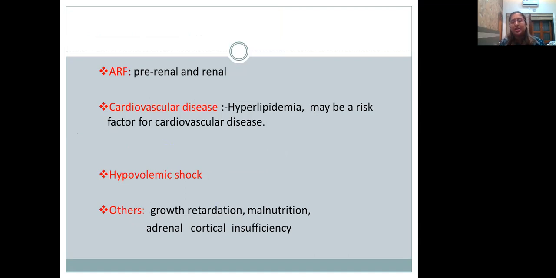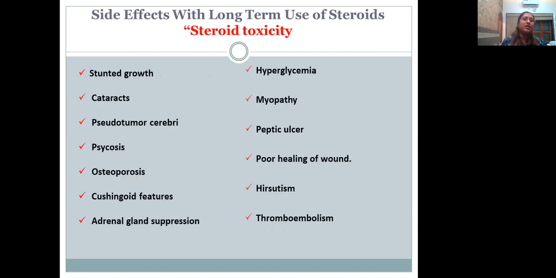Also, there could be, in certain cases, acute renal failure, both pre-renal and renal, cardiovascular diseases because of hyperlipidemia, hypovolemic shock because of the edema that has occurred and sudden hypovolemia, and others mainly because of steroid toxicity like growth retardation, malnutrition, and HPA axis suppression or adrenocortical insufficiency. And lastly, the side effects with long-term use of steroids, or steroid toxicity, are stunted growth, cataracts, pseudotumor cerebri, psychosis, osteoporosis, Cushingoid features, adrenal gland suppression, hyperglycemia, myopathy, peptic ulcer, poor healing of wounds and hence infections and cellulitis, hirsutism, and thromboembolism.